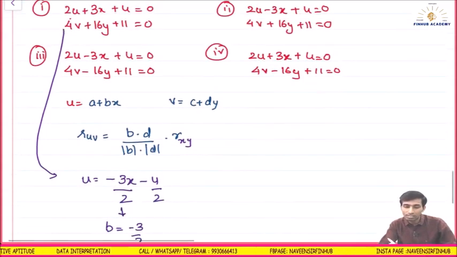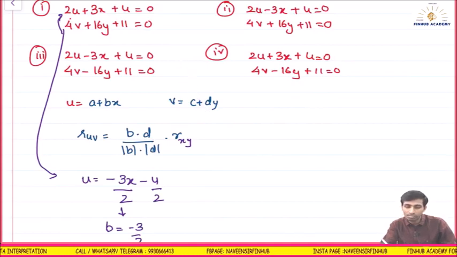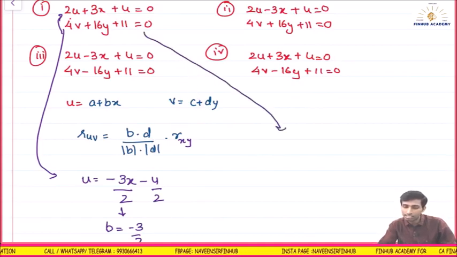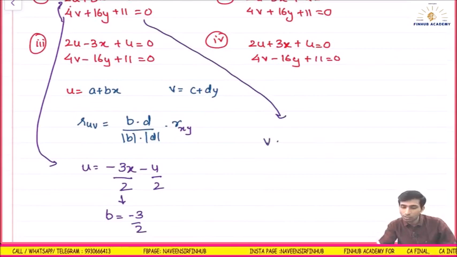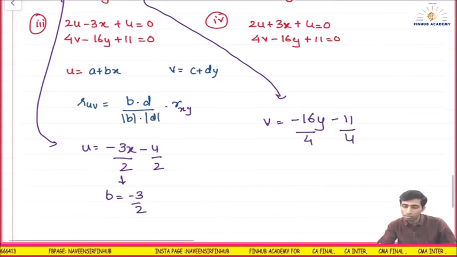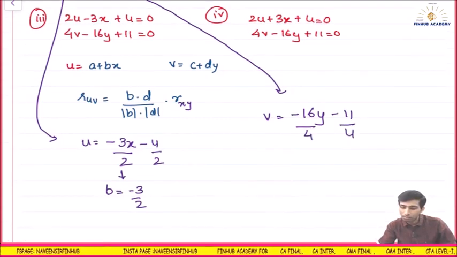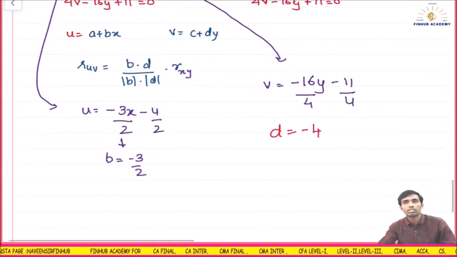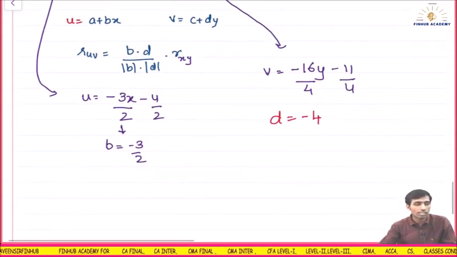Same way, this was for this equation. Same way here, listen, I will make v equal to minus 16y minus 11 upon 4. So my d becomes minus 16 by 4, which is minus 4. Is it clear? Understood? So easy.